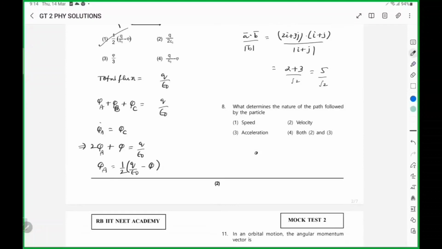What determines the nature of path? So here, when a particle is moving with some velocity, its path is determined by the force, whether it is moving in a straight line or it is moving in a circular path, some trajectory. So path is determined by force, that is acceleration, as well as velocity.